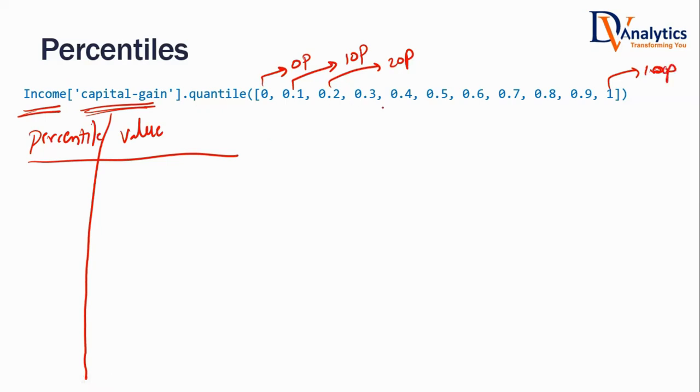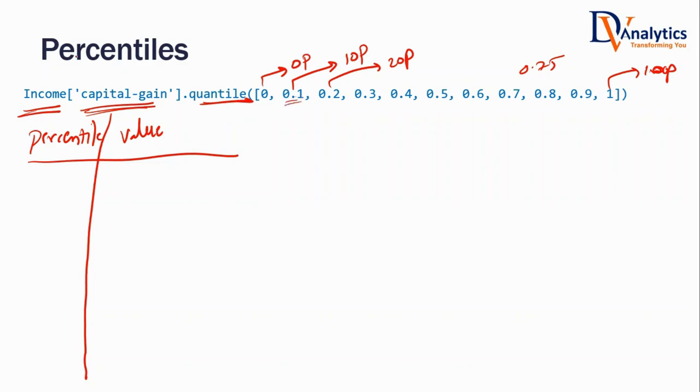How do you get, let's say, 75 percentile? If I want to get 75 percentile, how do you get that? 0.75. You simply mention 0.75, then you will get the 75 percentile. That means what Python is going to do, as soon as you use this quantile function, whatever theory that we have seen, arrange the data, divide the data into pieces, and then find out what is that value in capital gain, where below it is 10%, above it is 90%, that will be given to you.